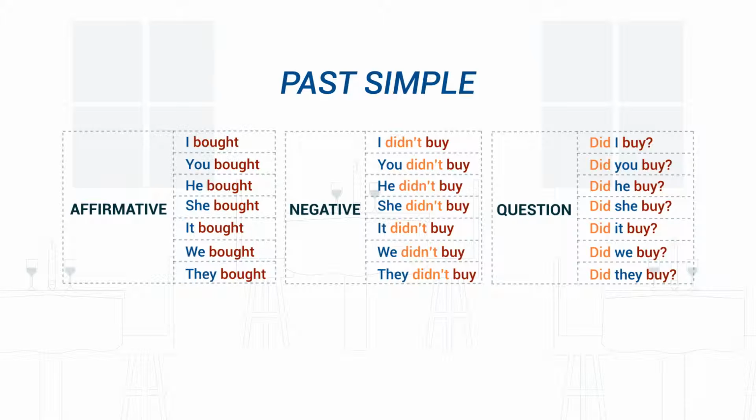Negative. We have only one auxiliary, did not or didn't. In the negative form, the principal verb is not conjugated, so we have didn't plus the verb in its basic form, buy. Question. We have the auxiliary verb did for all the pronouns. The principal verb is not conjugated, so we have did plus subject plus the verb in basic form.